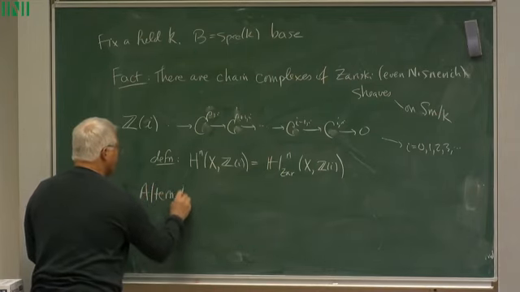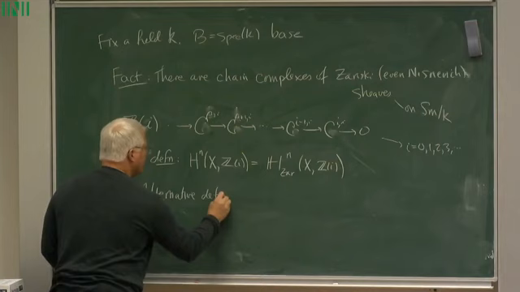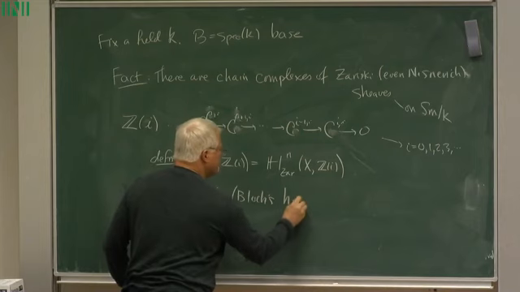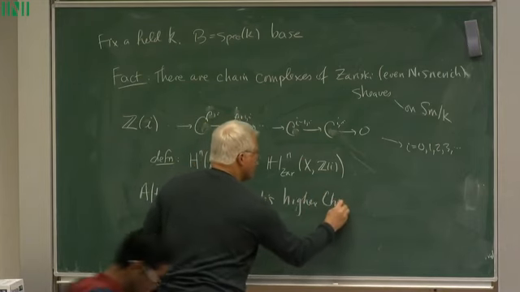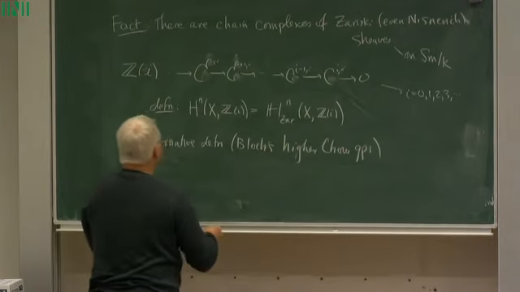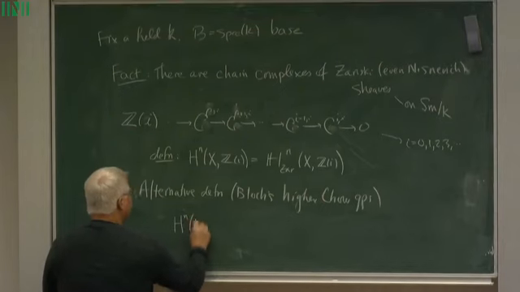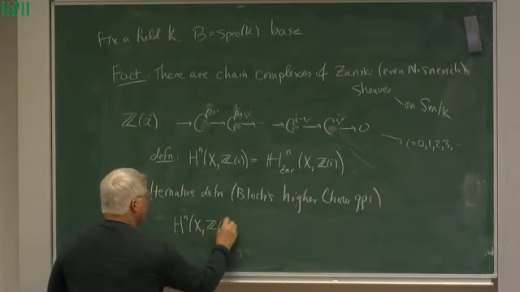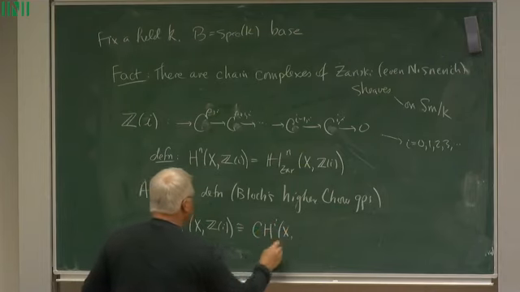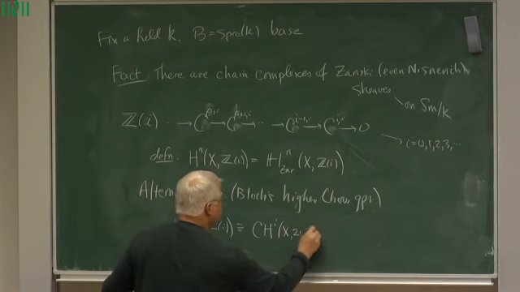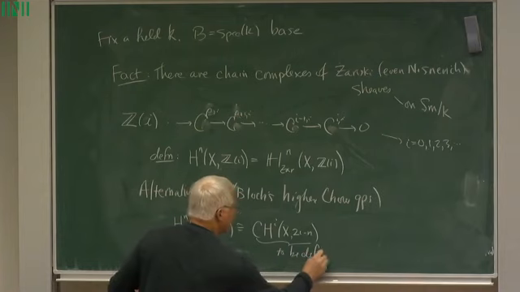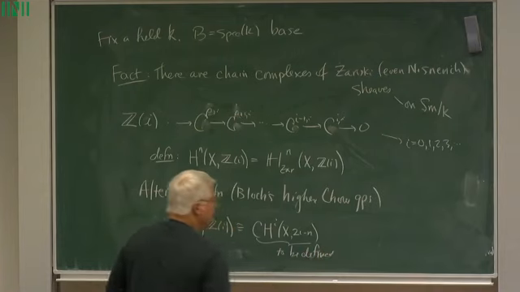Here's an alternative definition, which is called Bloch's higher Chow groups. And that is H^n of X with coefficients in Z(i) is isomorphic to CH^i of X with coefficients in 2i minus n. And I need to define that.